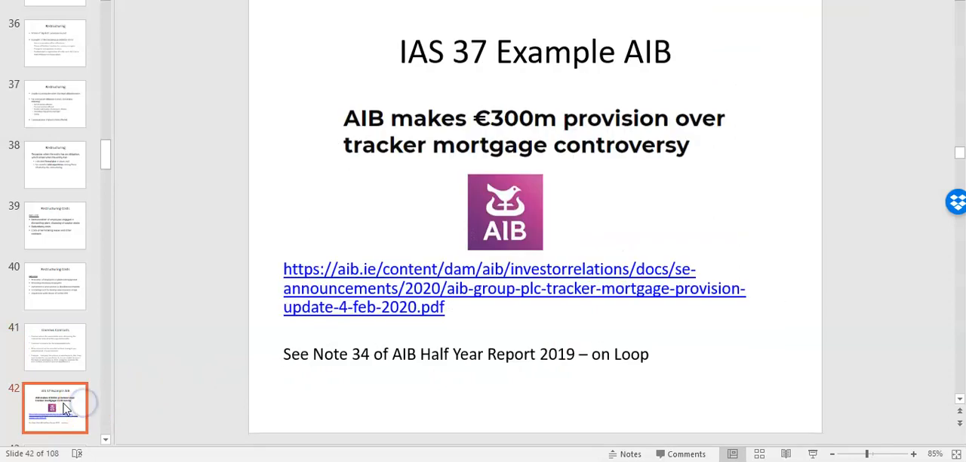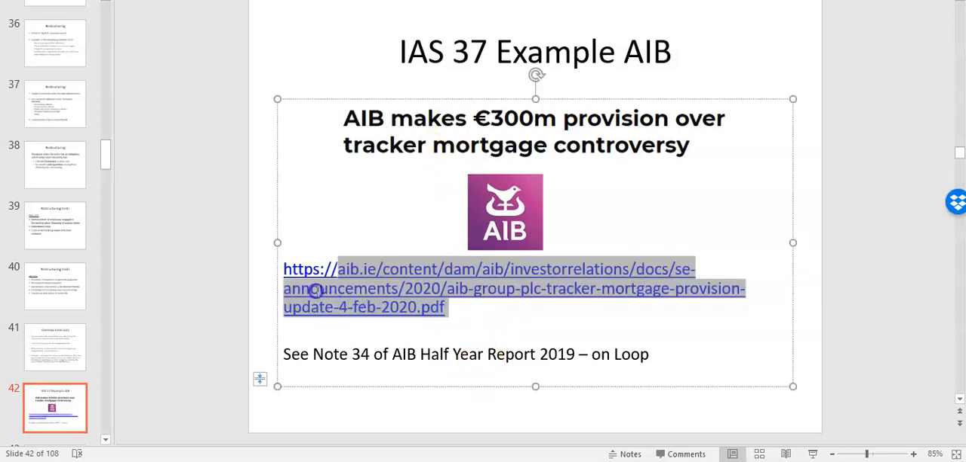One good example in more recent times, from a year and a half ago at this stage, just over a year ago, sorry, February 2020: AIB made another 300 million provision over the tracker mortgage controversy. They realized there's a lot of controversy in many of the banks around tracker mortgages and people not being given them or being taken off them. They announced an update: they looked at their best estimate, and it is now 300 million larger. And that would have taken an expense.